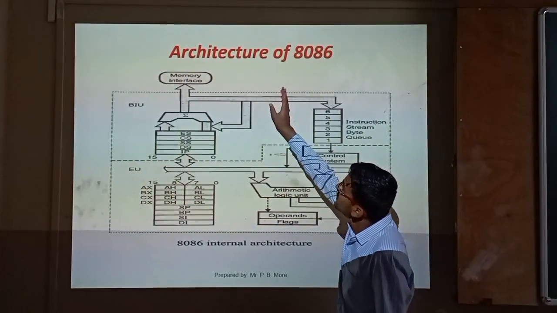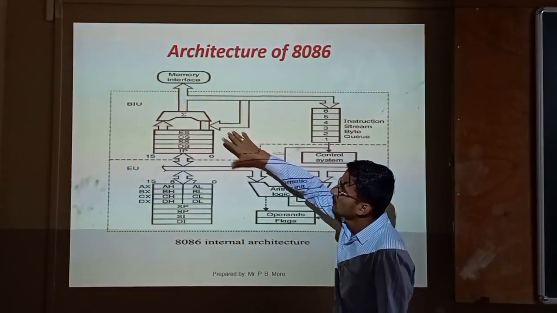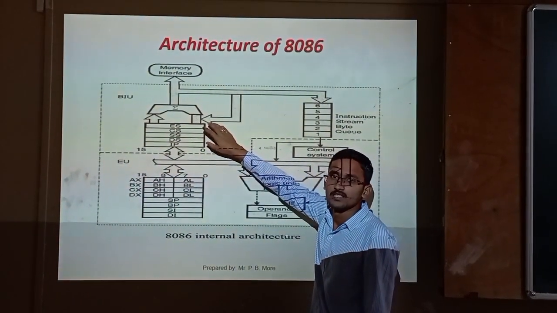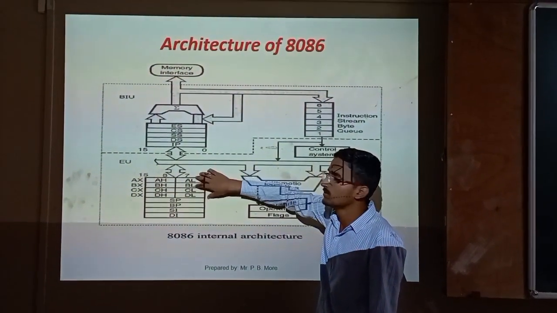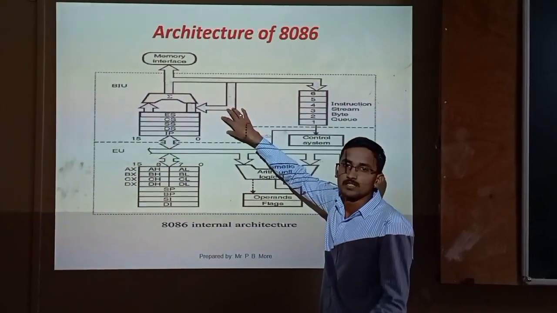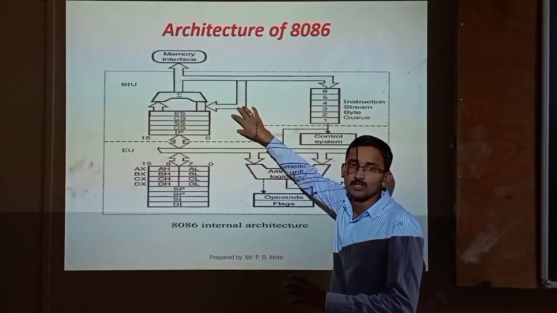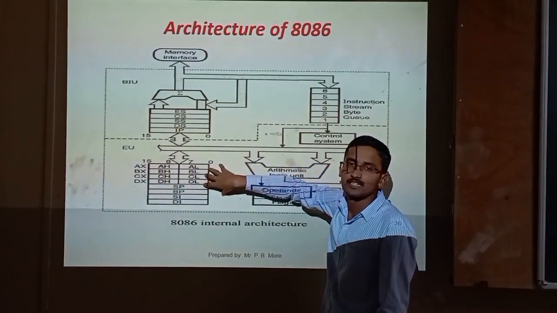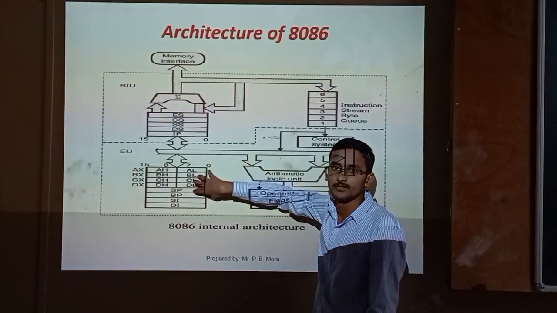The architecture of 8086 consists of two components, one is BIU and the second one is EU. BIU is the bus interface unit and EU is the execution unit. The BIU handles only the fetching of the code from the current memory location, and the execution part and the decoding part occur in the execution unit.